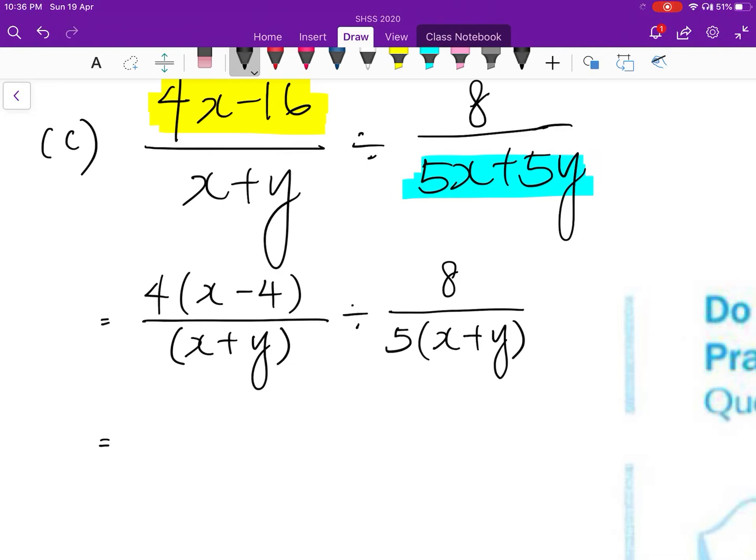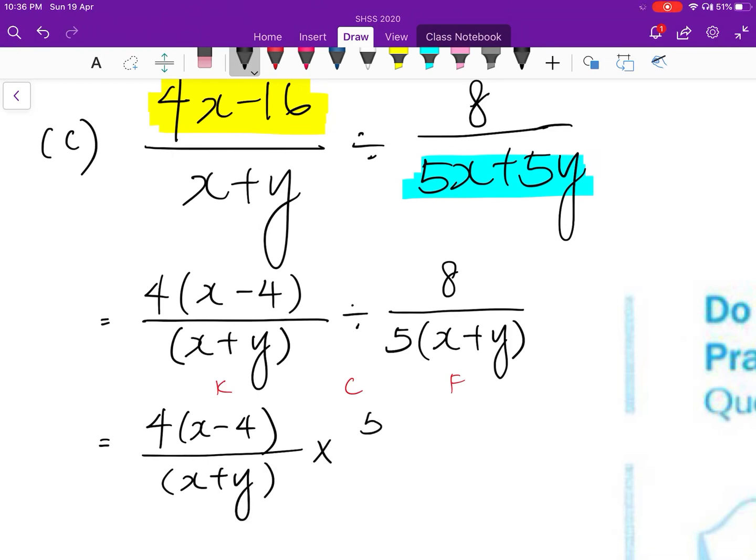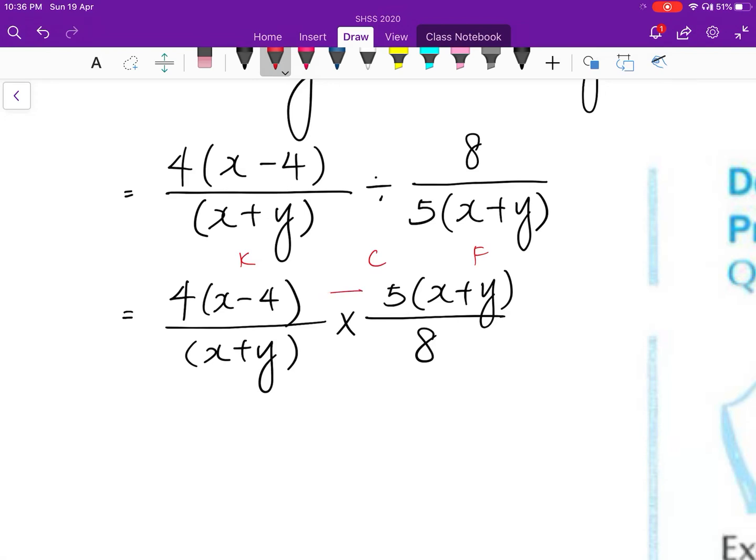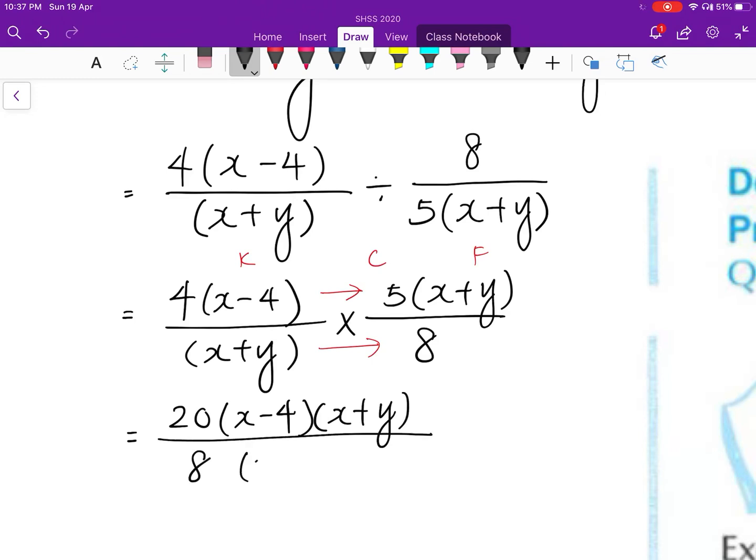Now, we have fraction divided by fraction, so we can do the keep, change, flip. I'm going to keep it. I'm going to change the divide to times. I'll get this over 8. Now, I'm going to multiply. Fraction times fraction, the top multiplied by the top, the bottom multiplied by the bottom. 4 times 5 is 20. x minus 4, x plus y, over 8 multiplied by x plus y.